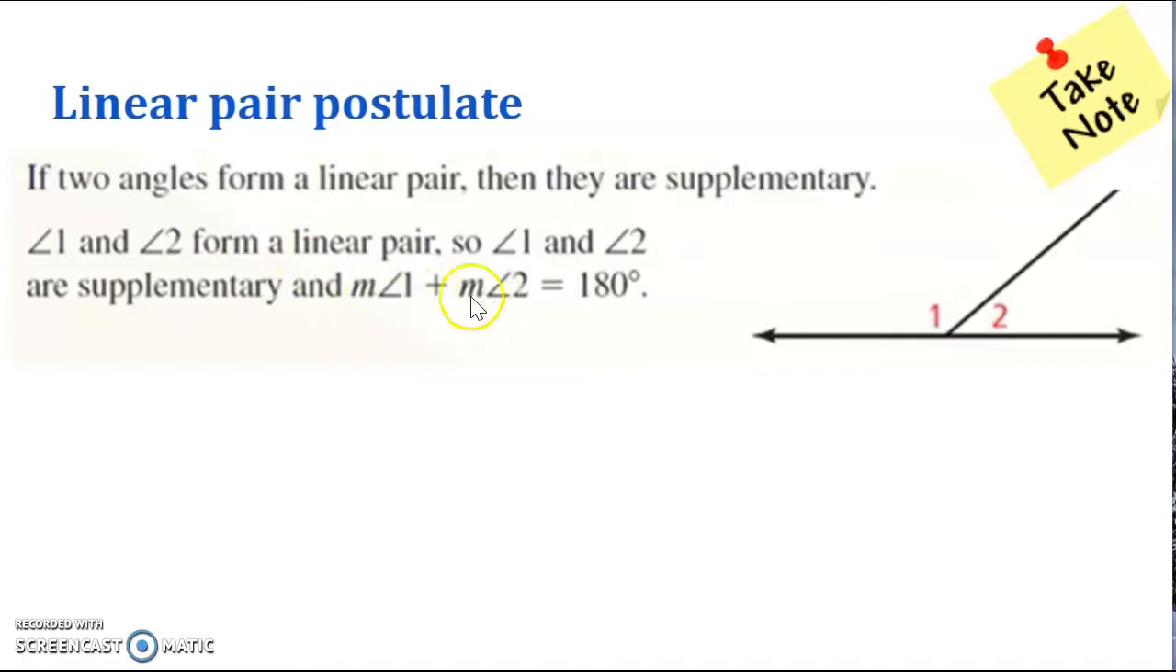So angle 1 and angle 2 are supplementary, and therefore the measure of angle 1, however many degrees it is, plus the measure of angle 2, however many degrees that is, if you add them up, it's going to be 180 degrees. That's what it means.